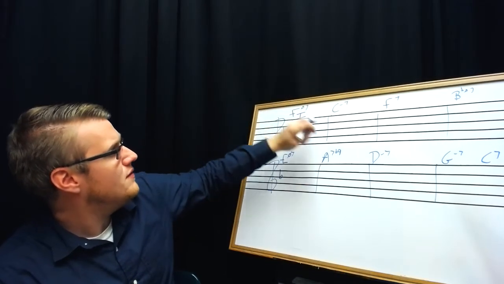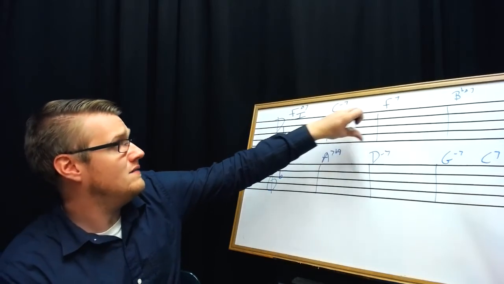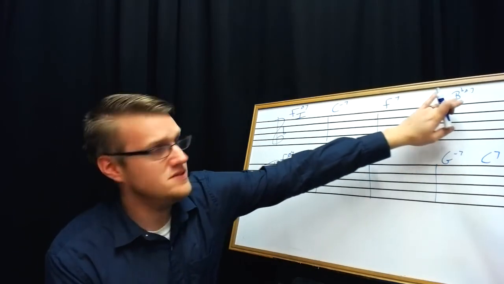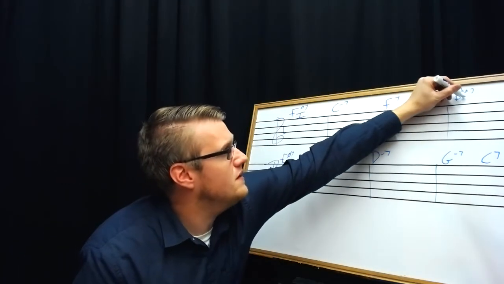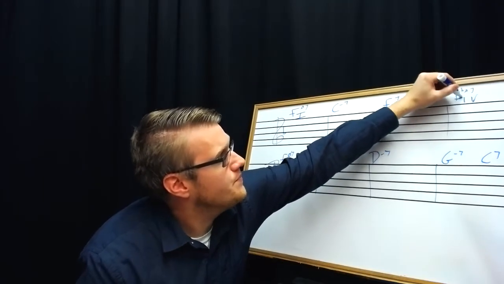Now, in the key of F, C is not a minor 7. C would be a dominant 7. In the key of F, F is not a dominant 7. But in the key of F, B flat is major 7, and it's the 4. So let's figure out what we know, and then let's move backwards. So this is a 4 chord.